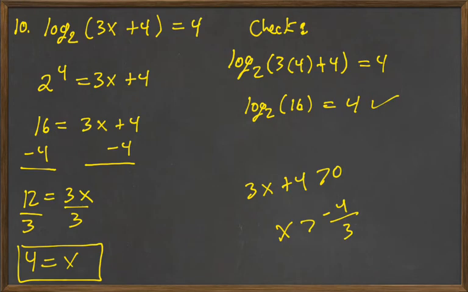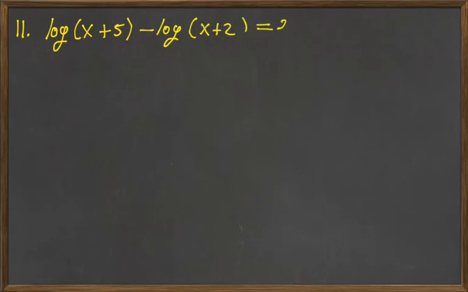I'm going to do a little bit of a quicker way of checking for extraneous solutions, and that's taking my arguments and setting them greater than 0. Okay, so log of x plus 8, is it 8? No, it's 5, sorry. Minus log of x plus 2, and that's equal to 2. So the first thing we want to do is isolate and condense the logs. So we do have 2 logarithms, and they're being subtracted, so that means we're going to use the quotient rule. So that's going to be log of x plus 5 over x plus 2.